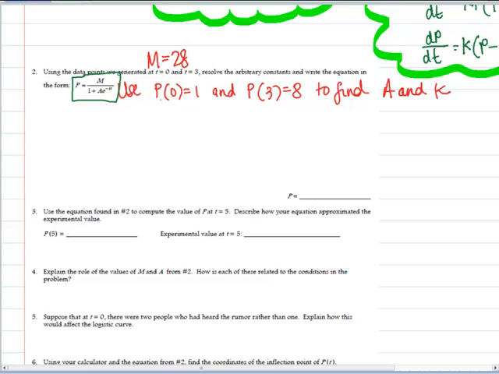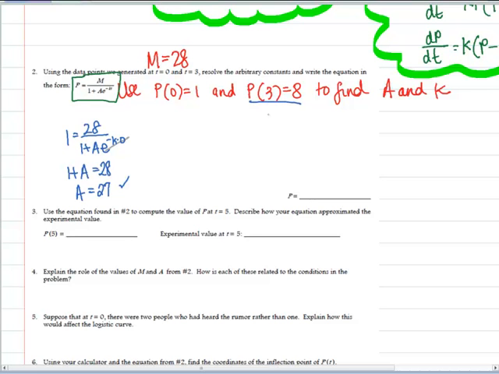So we first start with P of 0 equals 1. So 1 equals 28 over 1 plus A e to the negative k times 0 power, which works out nice because e to the 0 power is 1. So we can cross multiply here. 1 plus A equals 28. So A equals 27.